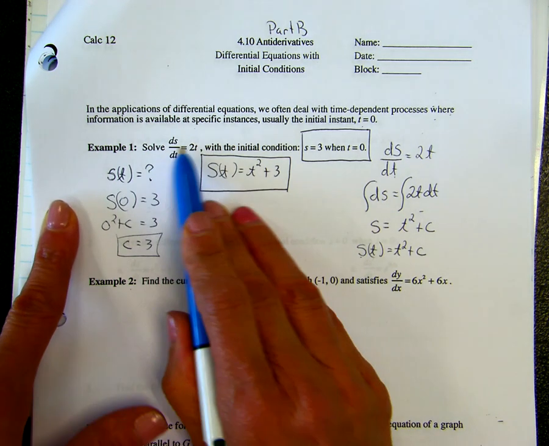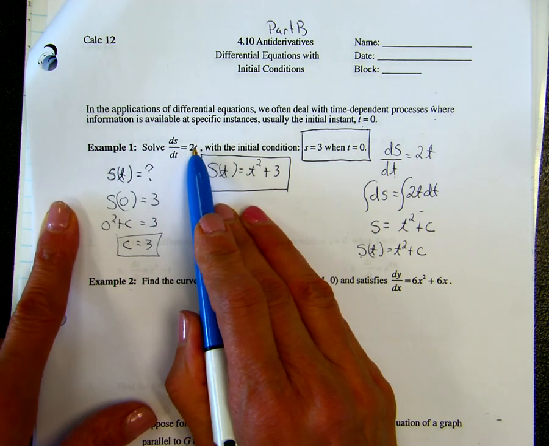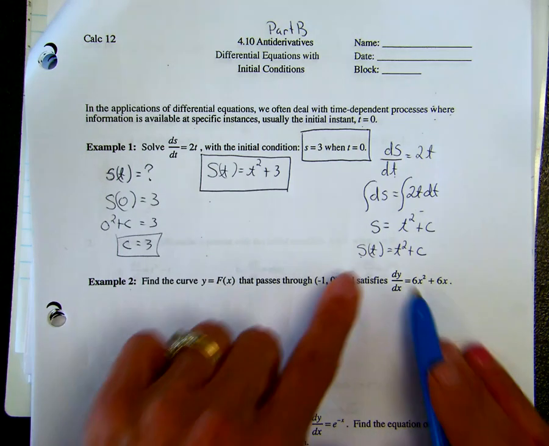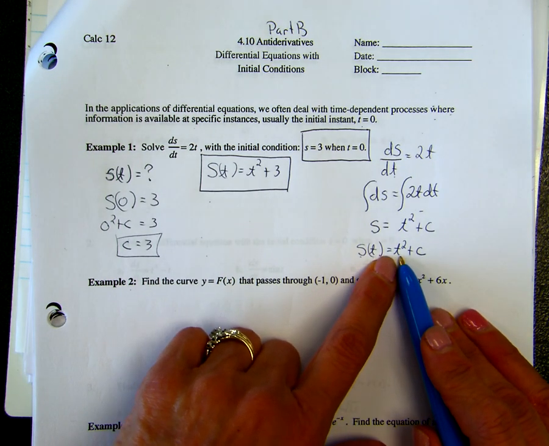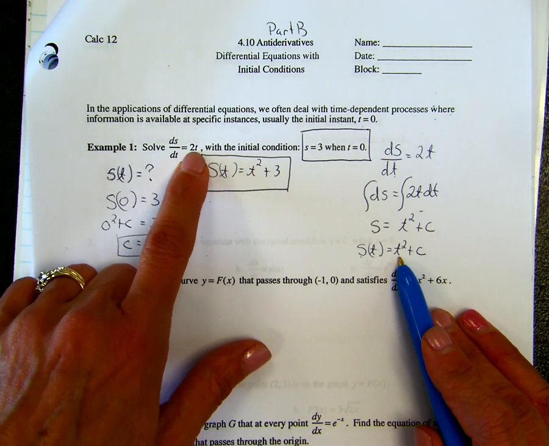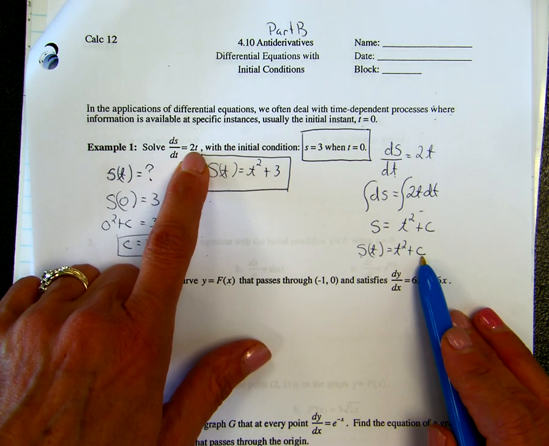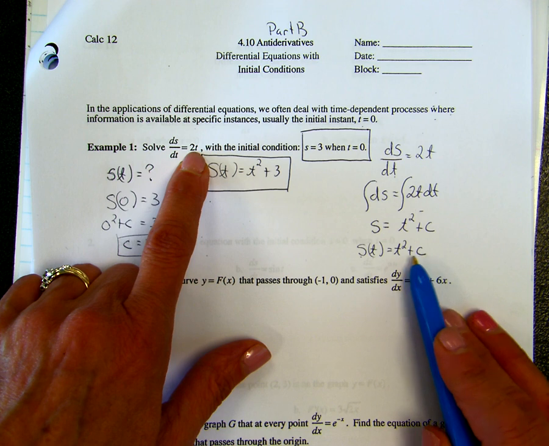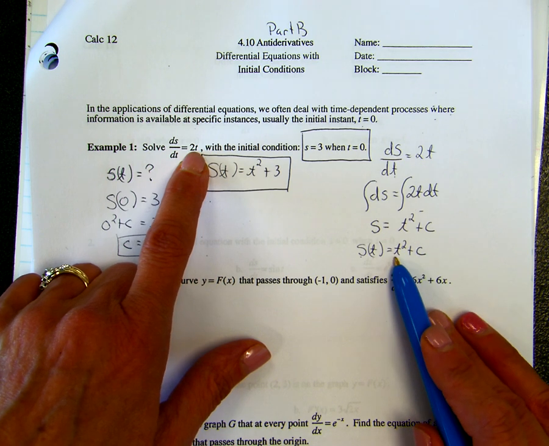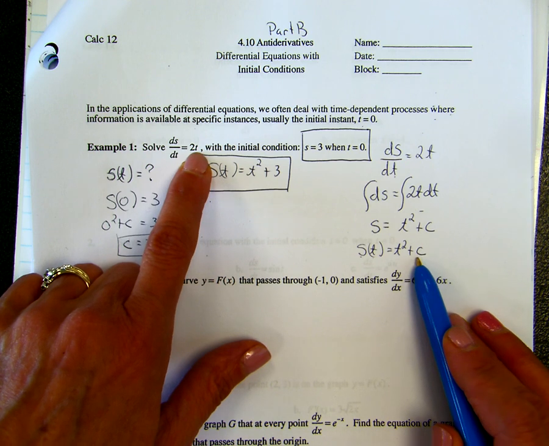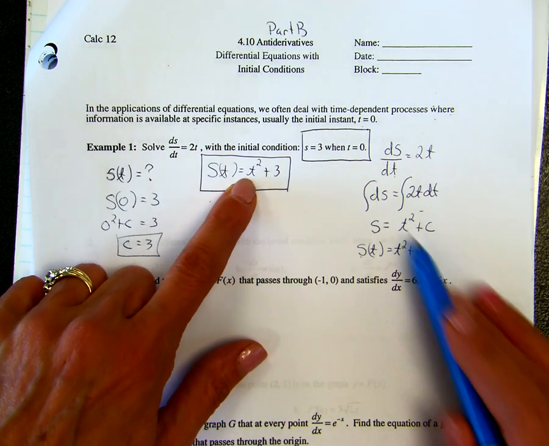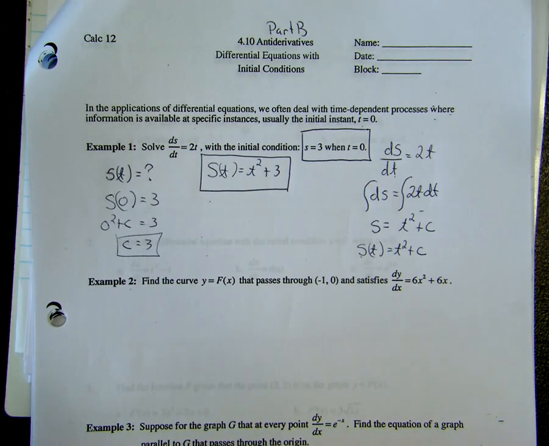So when we know the derivative of our function, we work backwards to find the integral, the antiderivative of our function. So the antiderivative of 2t is t squared plus a constant. Do we know that's true? Well, if I differentiated this, would I get 2t plus 0? Yes, I would. So then I use my initial conditions to solve for the constant.